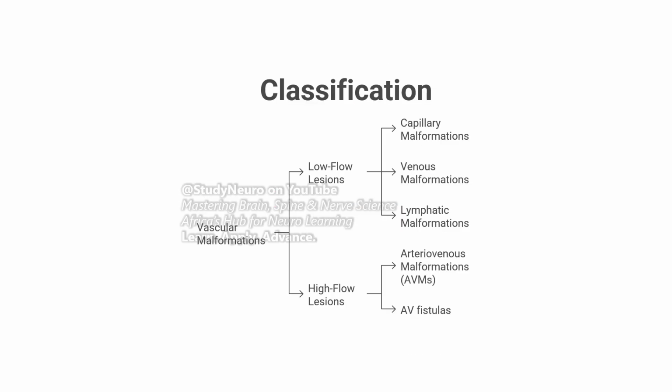CNS malformations can also be classified based on the flow dynamics into low flow and high flow types. The low flow lesions include capillary, venous, and lymphatic malformations, which lack arterial components and exhibit slow circulation. High flow lesions involve arteriovenous malformations and fistulas, where direct artery to vein connections result in fast blood flow and high pressure shunting.